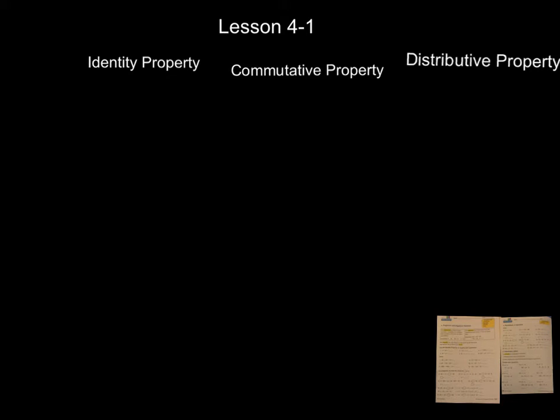Alright, boys and girls, today's lesson is lesson 4-1. Today we are going to be talking about properties and algebraic notation. So before we get started, let's review a few terms that we've learned throughout the year: the identity property, the commutative property, and the distributive property.